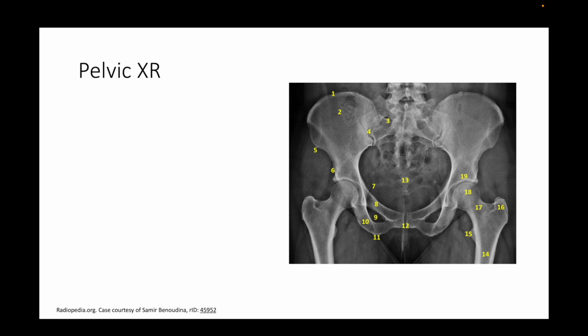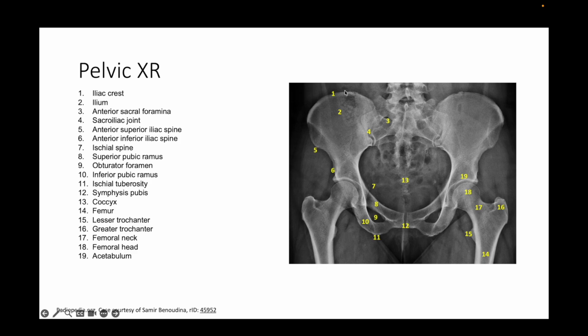So let's go through some of the bony anatomy on a pelvic X-ray. So starting from above, you've got the iliac crest, which is the superiormost part of the ilium. These are the sacral foramina of the sacrum. 4 is your sacroiliac joint. 5 is your anterior superior iliac spine. 6 is your anterior inferior iliac spine. Remember, your anterior inferior iliac spine is this tiny little protuberance here, which is actually just above this, which is actually part of your acetabulum. This is the superior acetabulum, and your AIIS is just slightly above it.